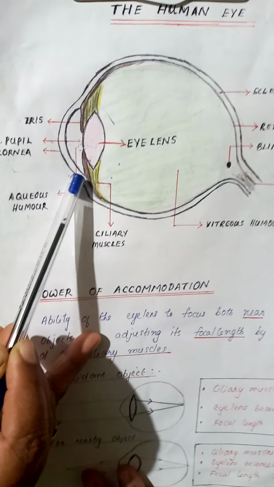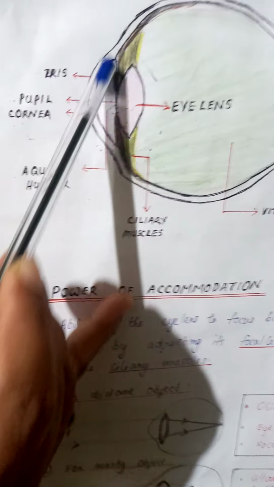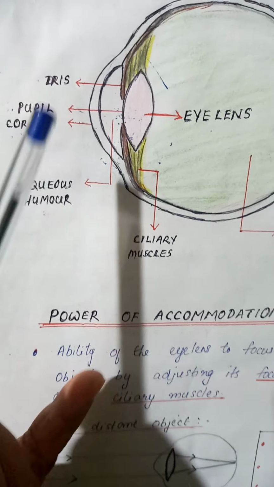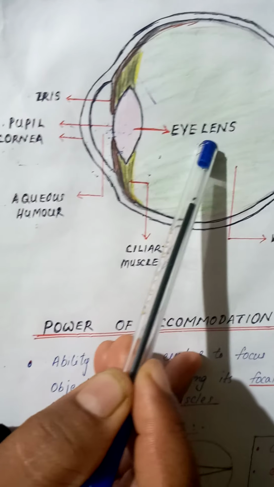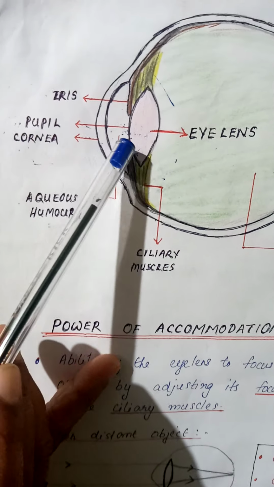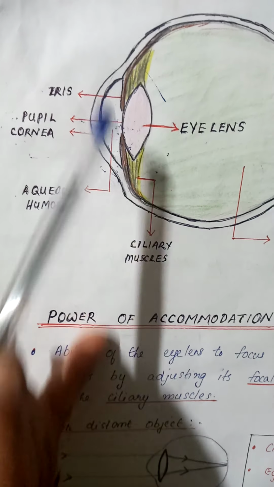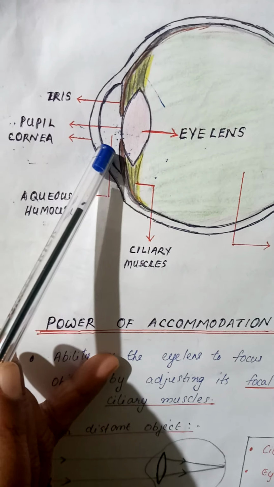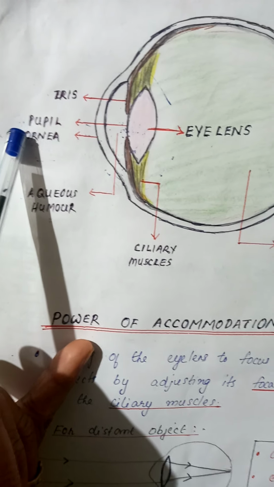The front transparent portion of the eye is called cornea. It is bulged outwards. That means it is convex in nature. This cornea allows the light from the object to enter into the eye. Behind the cornea, you can see a circular diaphragm. It is a ring-shaped structure. It is known as iris. At the center of the iris, there is a small hole. That hole is called the pupil.